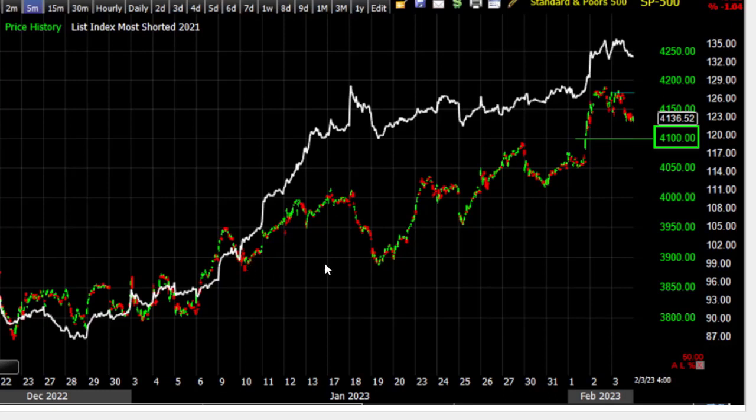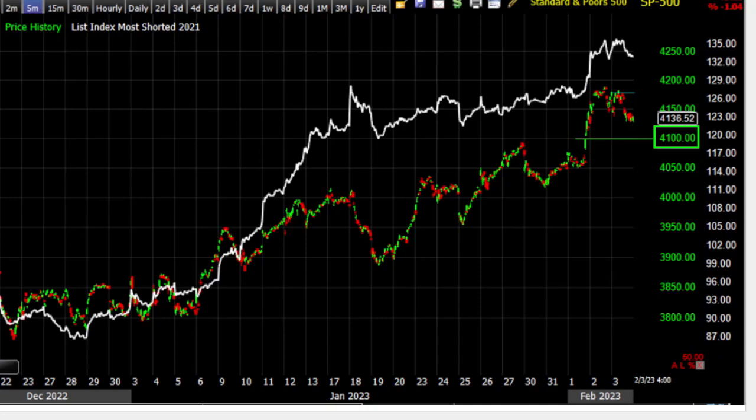And this just shows you basically what I had been telling my members: when the S&P 500 crosses above 4,100, and by the way, this white line is my most shorted index of stocks, we'll start seeing shorts covering, and that's what you can see happening right here. They're starting to be squeezed as the S&P crosses above 4,100, and I'll show you why.